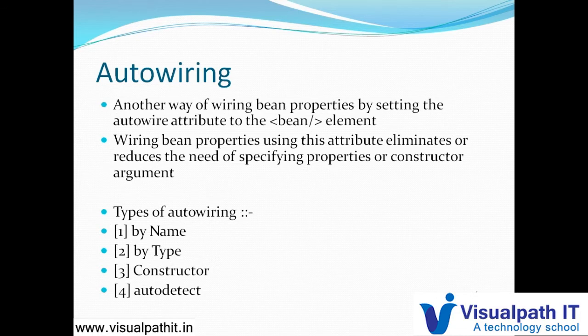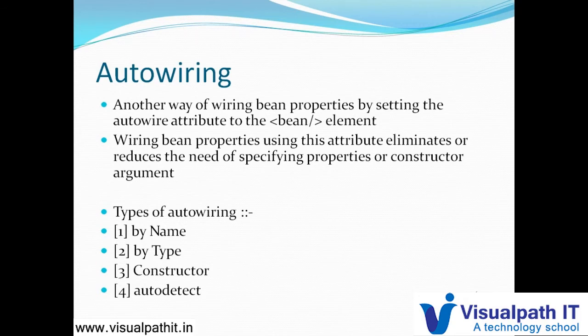Autowiring is wiring of the bean's properties without using constructor or setter injection. That is, it is the third way of wiring the bean's properties. So within the bean element, how is it done? By setting the autowire attribute. There is a clear attribute known as autowire. Wiring the bean's properties using this attribute helps us in reducing or eliminating the need of specifying the properties or the constructor arguments.